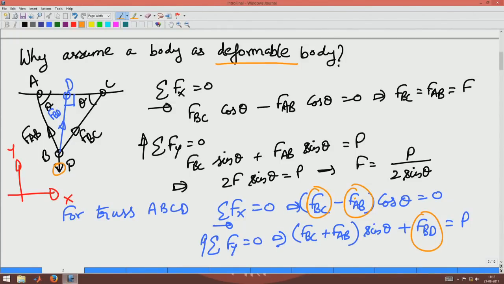Okay. So, we saw what a deformable body is and what mechanics is.